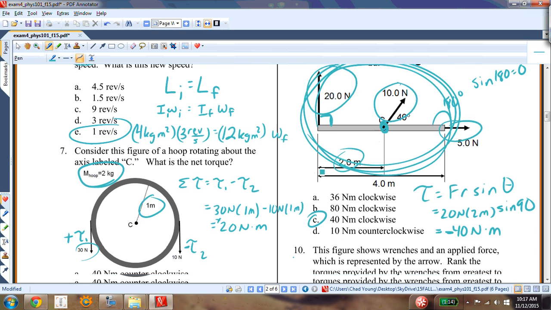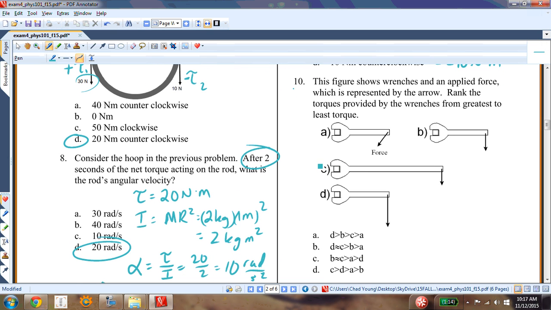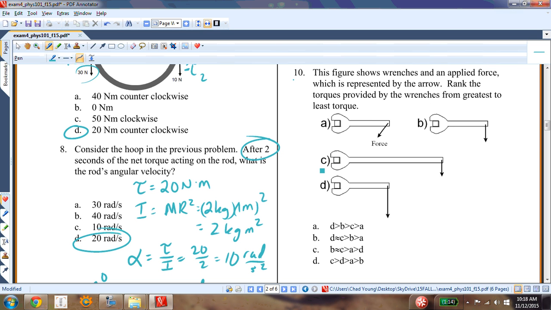This figure shows wrenches and an applied force, which is represented by the arrow, to rank the torque from greatest to least torque. So let's see.